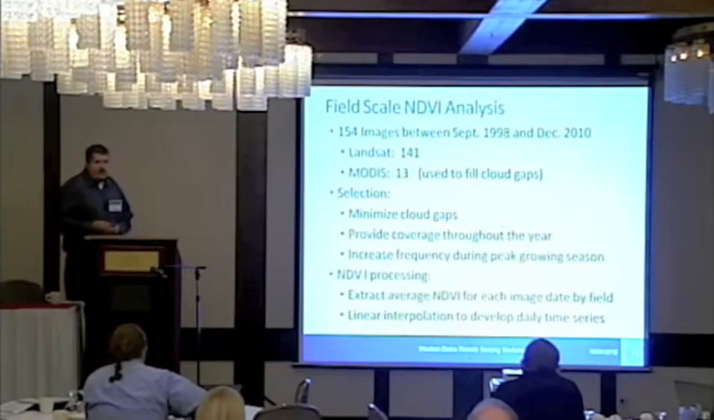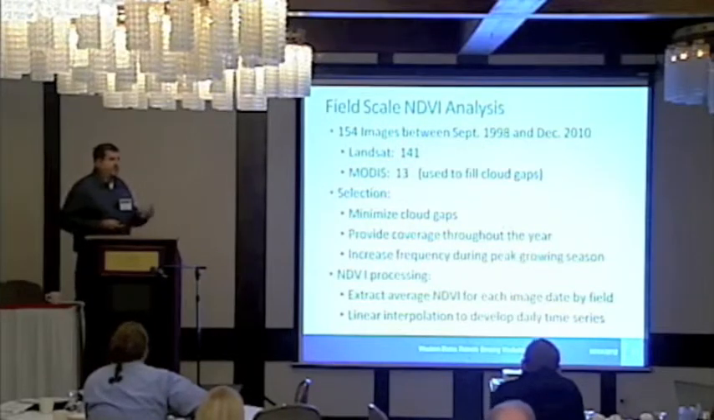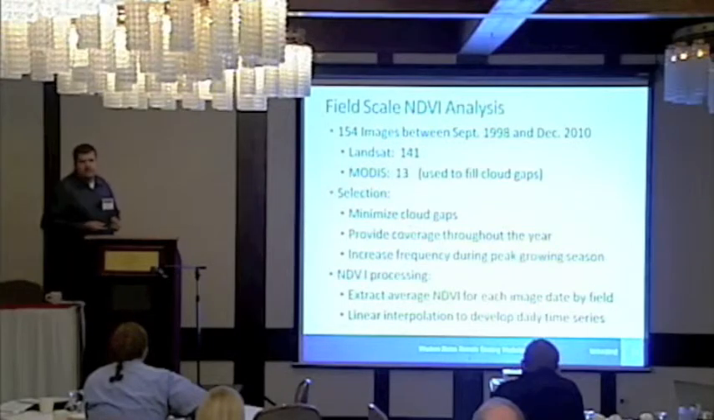So the field scale NDVI analysis consisted of processing 154 images over the 12-year period. We included 13 MODIS images to help us where we didn't have available Landsat imagery or where we had significant cloud gaps within the service area.